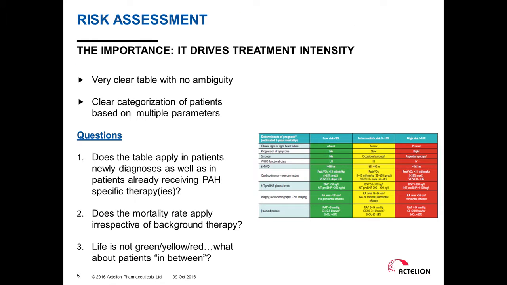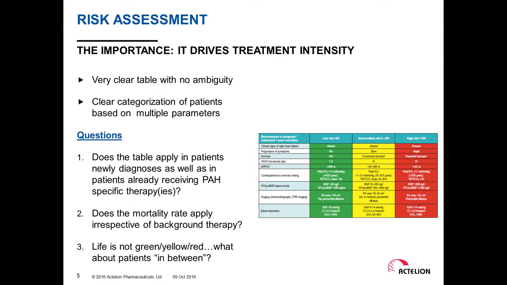I know that you have seen this table in almost all the presentations, but I would still like to talk about it. I think it is a very clear table, a very good evolution from the previous table where there was this gray zone. Now patients are categorized into 3 very clear categories. It is also very clear that you need to use multiple parameters to assess the patient.